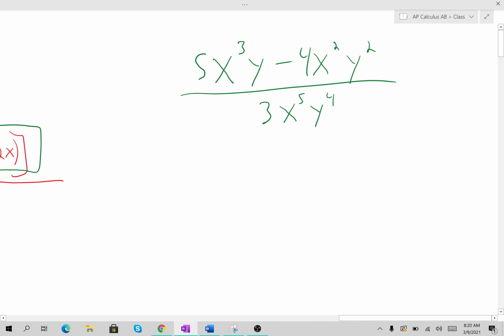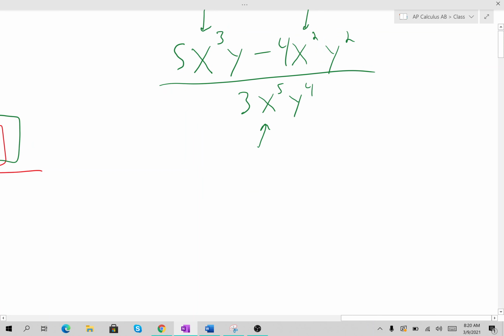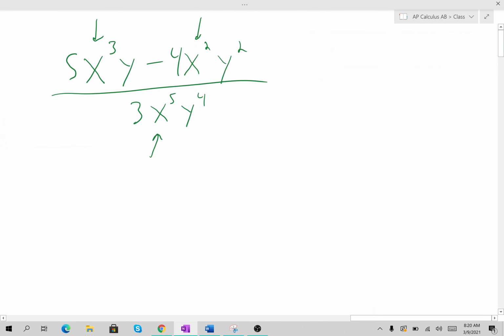Because we got all these x's and y's here, we can cancel out some x's. You can see there's an x cubed here, there's an x squared here, and there's an x to the 5th in the bottom. So what that means is we can cancel out an x squared. What we're really doing there, okay, like I'd rather you not write it like this, is we're factoring an x squared and a y from that top. That's going to leave us with 5x minus 4y up top there, okay? Hope that makes sense.